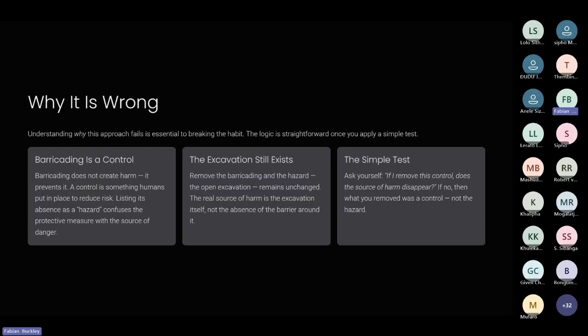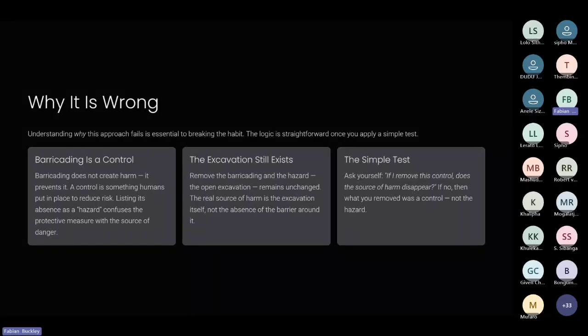The excavation still exists. Removing the barricading and the hazard, the open excavation remains unchanged. The real source of harm is the excavation itself, not the absence of the barrier around it. The simple test: ask yourself, if I remove this control, does the source of harm disappear? If no, then what you removed was a control, not the hazard. Okay? So let's go into the correct example.